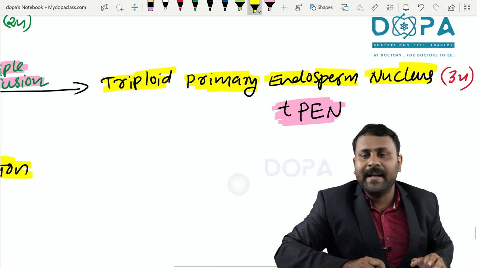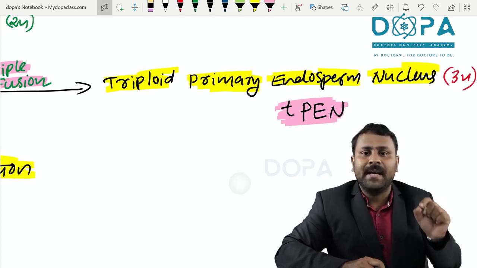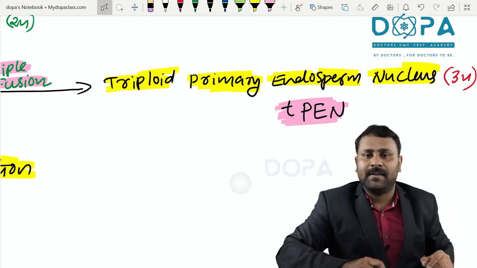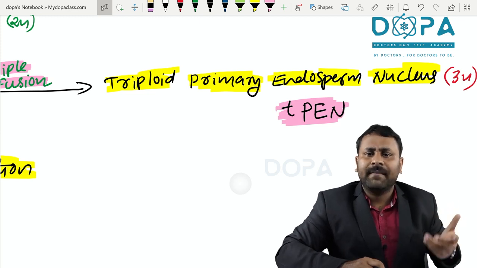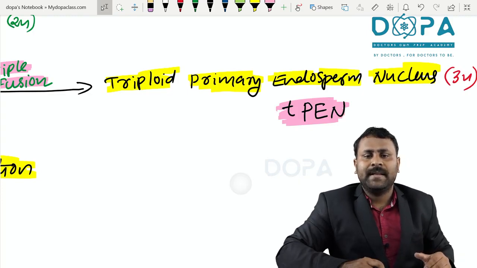Triploid primary endosperm nucleus. That is called TPEN or PEN, primary endosperm nucleus. What is the ploidy? Ploidy means sets of chromosomes. How many sets of chromosomes? That is called ploidy. So there is a question.